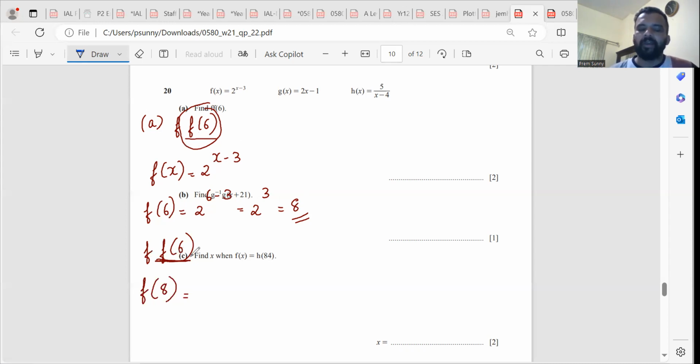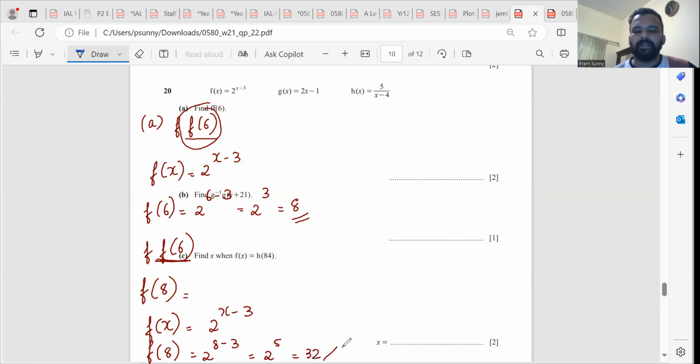So I got the value for f of 6 as 8. In the question, we replace f of 6 with 8, so my question changed to f of 8. Now we know f of x is 2 to the power of x minus 3. So f of 8 will be 2 to the power of 8 minus 3, which gives me 2 to the power of 5, which is equal to 32. So this is how we solve part A.